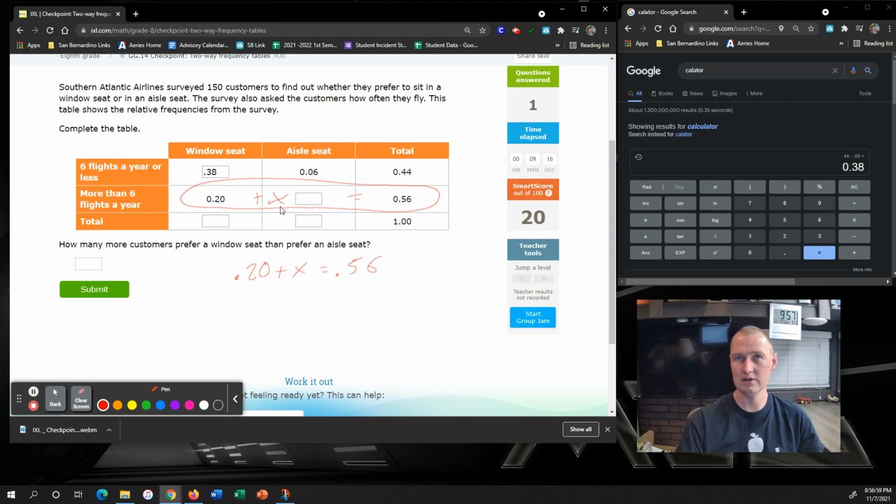So the question is asking you 0.2 plus what gives you 0.56? Well, take the opposite of adding. So we got minus 0.20 on both sides, 0.20 subtracted. We're going to get x equals, this one we don't need a calculator. You can just go straight down because look, 6 minus 0 is 6, and 5 minus 2 is 3. So we got negative 0.36 on that one.